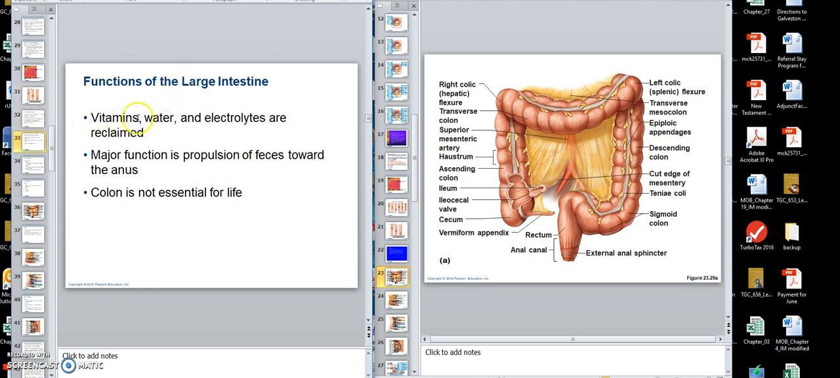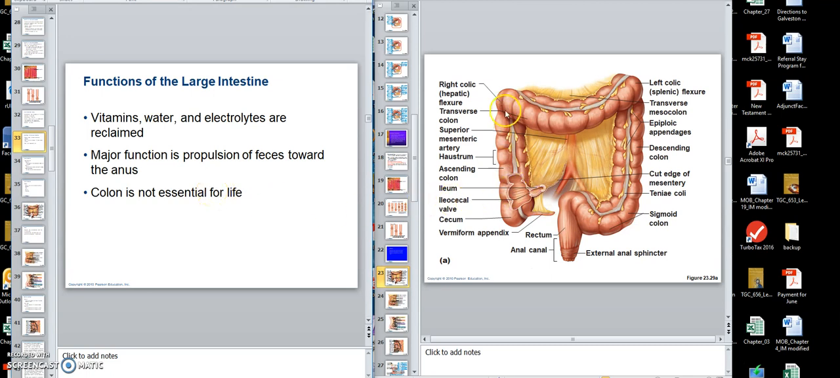Its functions: it reclaims vitamins, water, and electrolytes. You put about 500 to 600 cc's, let's say, in here every day, and most is reclaimed. You eliminate about 100 to 150 out of here.